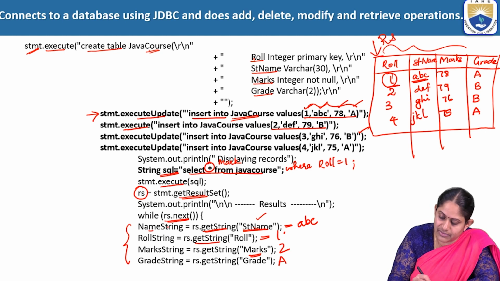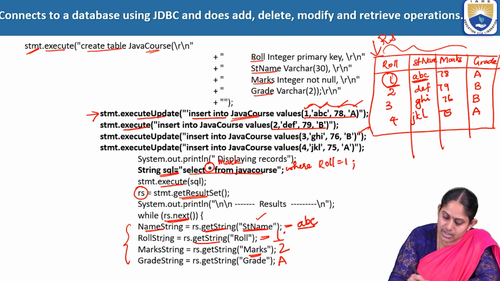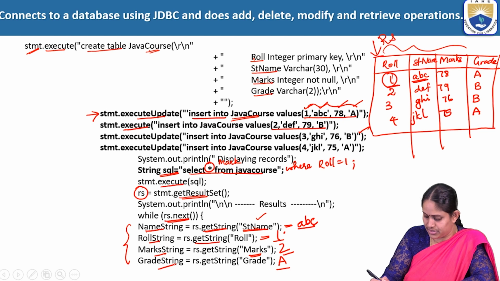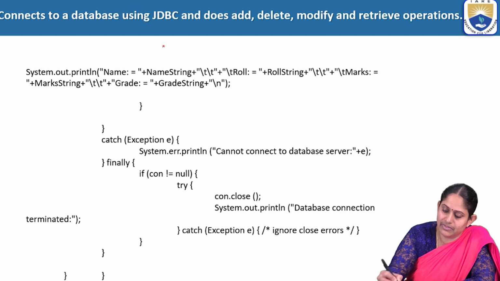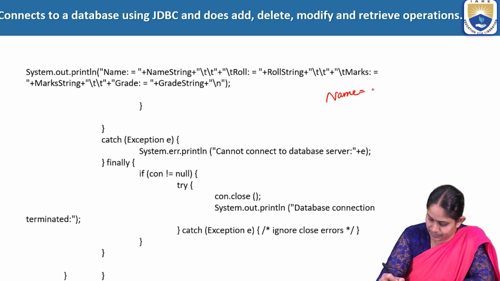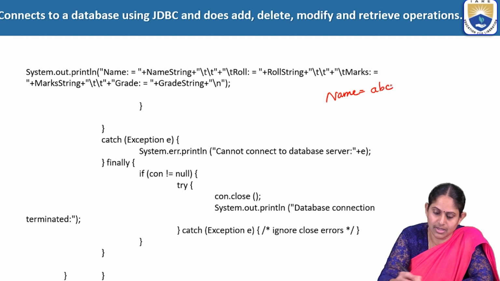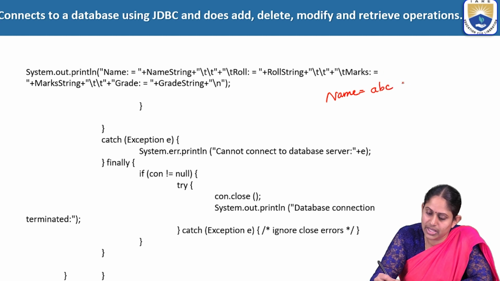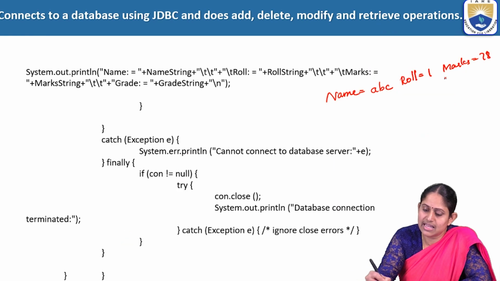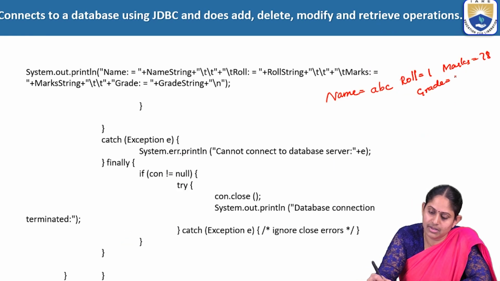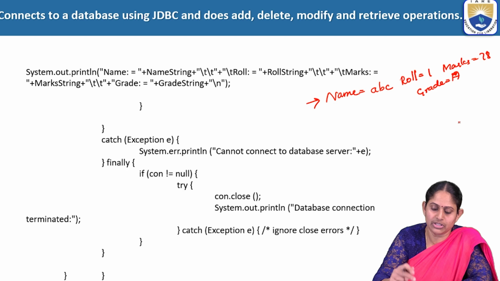So ABC is stored into name string, 1 is stored into roll string, 2 is stored into mark string, and A is stored into grade string. Then we are displaying those values. So we will get in the output name equal to ABC, then roll equal to 1, marks equal to 78 and grade equal to A. So this statement will be obtained on the output for the first iteration.